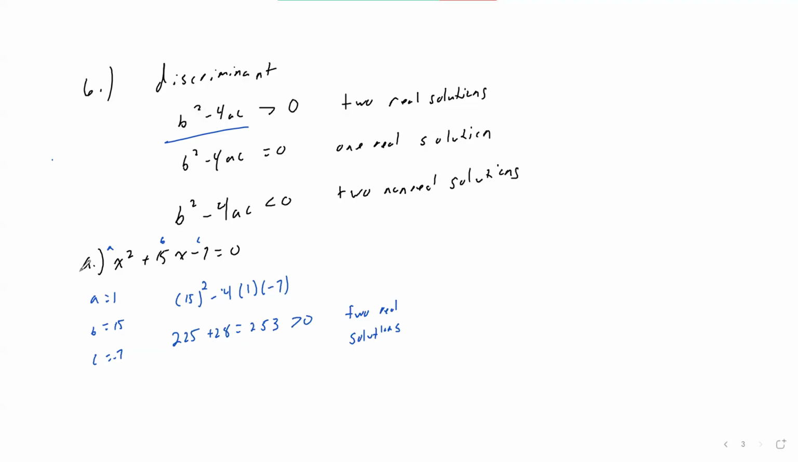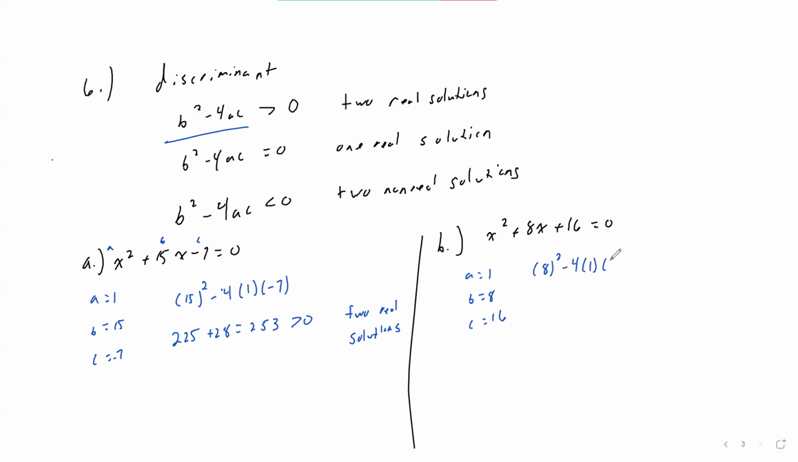All right, let's look at another one. Looking at part B here, we get x squared plus 8x plus 16 equals 0. So my A is equal to 1, my B is equal to 8, and my C is equal to 16. Plugging into the same formula, I get 8 squared minus 4 times 1 times 16. 8 squared is 64. 4 times 1 is 4. 4 times 16 is 64. 64 minus 64 is 0. So if it's equal to 0, there's only one real solution.